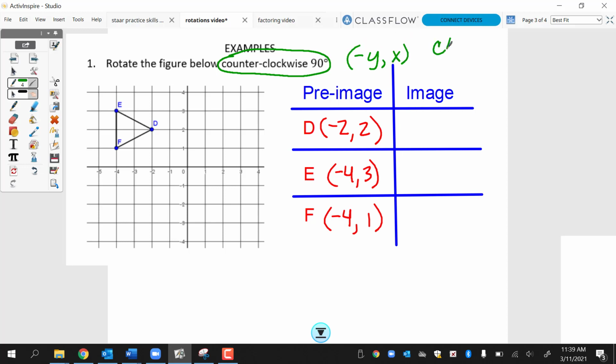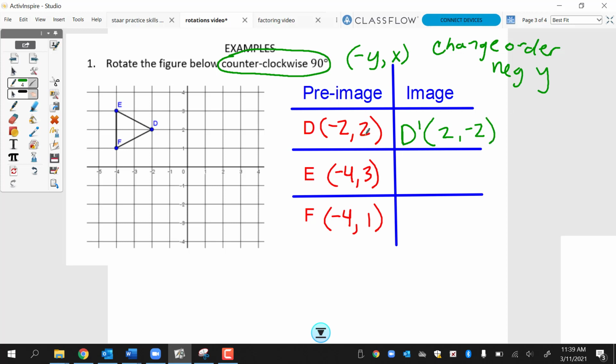So what am I doing? I'm changing the order and negating the y. Okay, so in this one, I'm changing the order. So my image point would be D, now it's D prime. So I'm changing the order. So switch the order. So 2, negative 2.